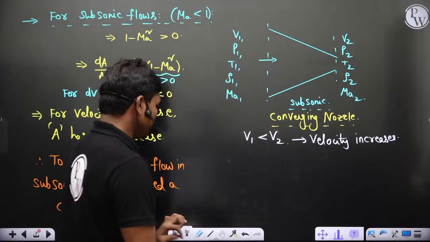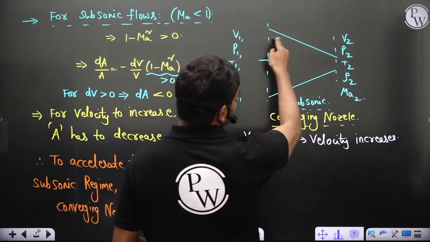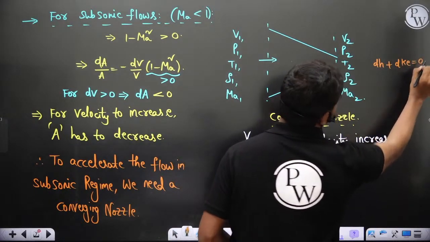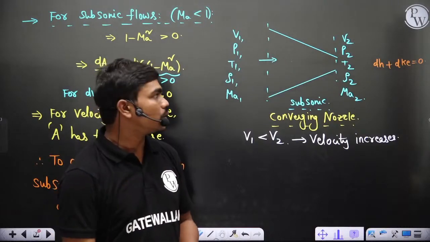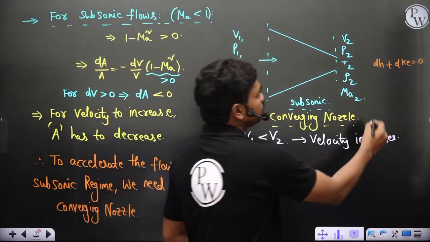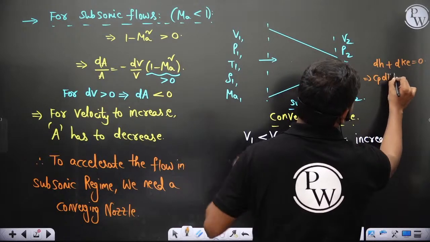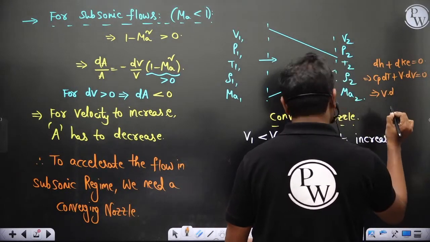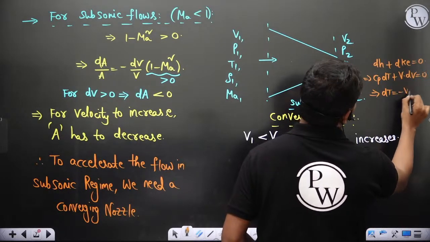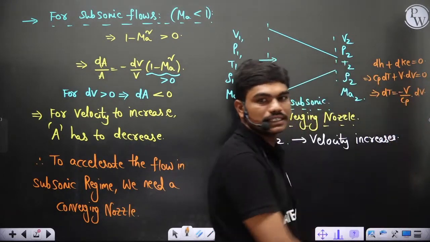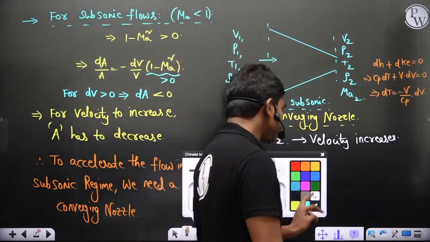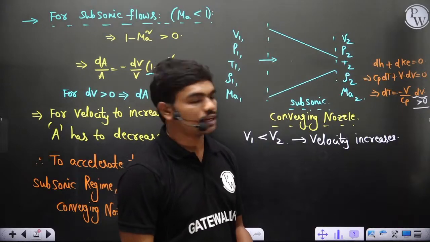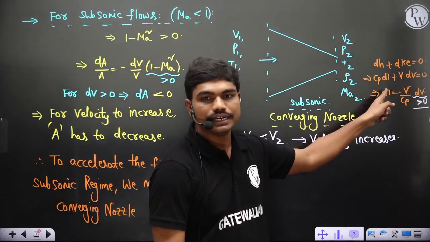Fine. Let's see. If you apply the steady flow energy equation for this system, you'll end up with dH plus change in kinetic energy equal to 0. This gives you Cp dT plus V dV equal to 0, of course talking about ideal gases. So dT is equal to minus V by Cp dV. Of course, you can convert in terms of gamma relations. Clearly dV is positive, so because of this minus sign, dT should be negative, correct?